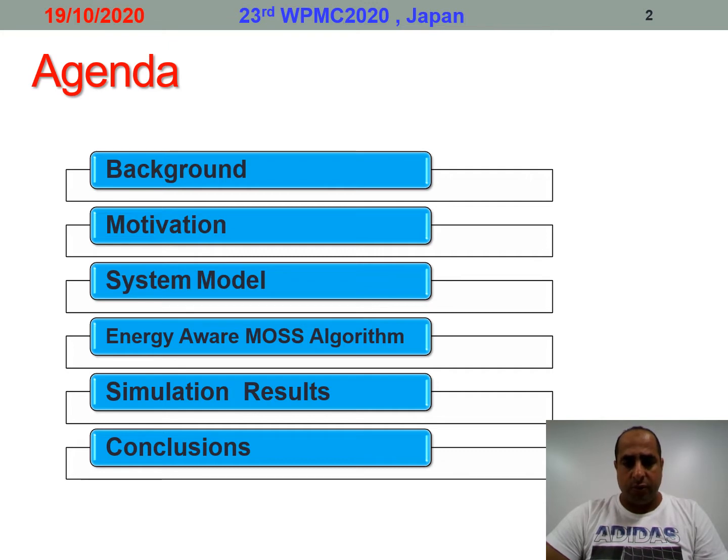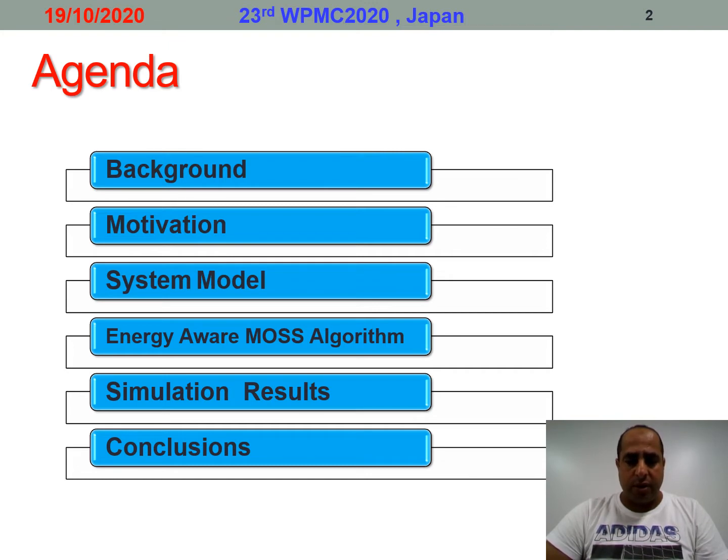Afterwards, we will go to the system model, which discusses the mmWave network structure, mmWave channel formulation, the blockage formulation, and then the mmWave neighborhood discovery and selection problem formulation. Afterwards, we will discuss the proposed energy-aware MOS algorithm, where we leverage the MOS algorithm to select the best nearby device while considering the remaining batteries of nearby devices.